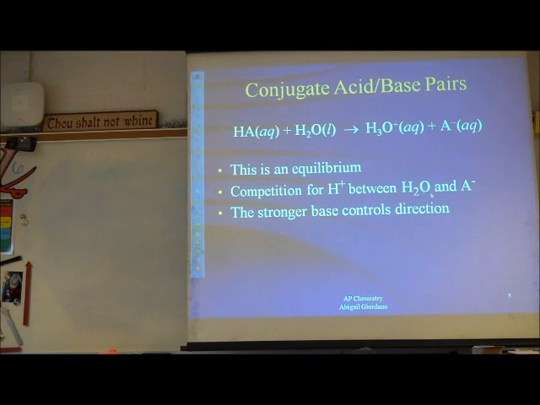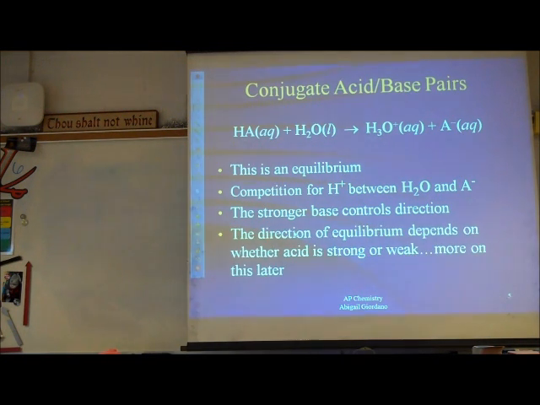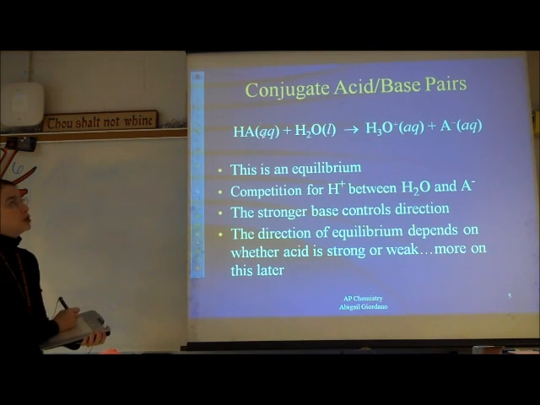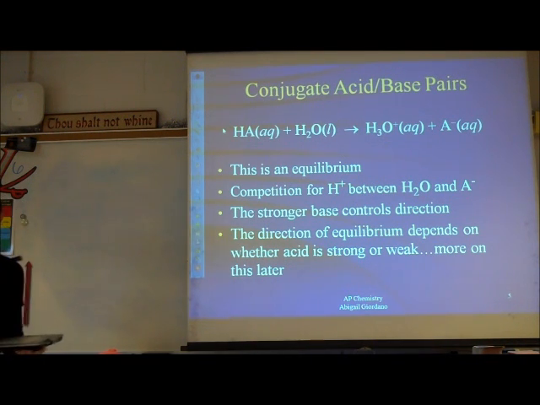How are you supposed to know which base is stronger? Well, we'll get to that later on. Ultimately, it's going to depend on how strong that acid is. We're not going to talk any more about that today. We'll get to that later.